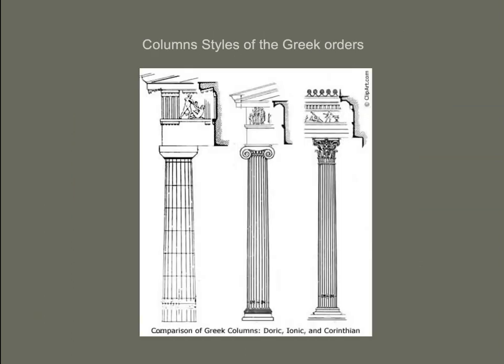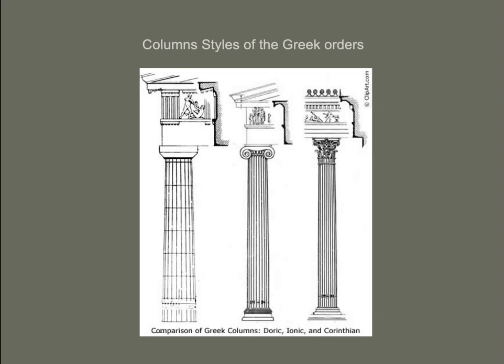In Greece, the post and lintel construction became standardized within temples. And there were 3 major architectural units or orders that are defined by the columns or the posts. The first is Doric from the 7th century BCE. The second is Ionic from the 6th century BCE. And the third is the Corinthian from the 4th century BCE.